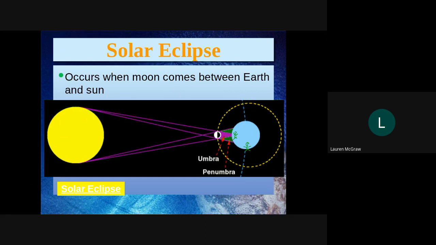Remember, we talked about this. We are always on the Earth. Because we're always on the Earth, it's got to be something else that's blocking the sun. And it can't be Earth. It's got to be the moon.